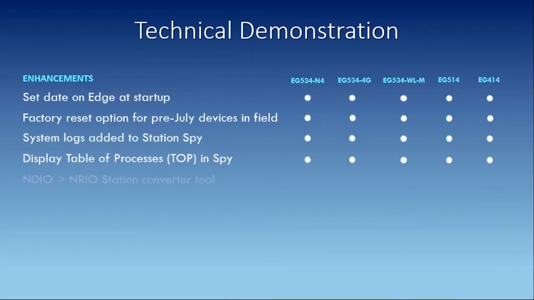So those enhancements that John went over are all available on all these Edge portfolio products. The only exception would be the station converter tool that we use to take NDIO or NRIO networks and convert them to our own Onyx network. That is only available on the 534 line, so the Edge 534 N4, the Edge 534 4G, and as well the Edge 534 with Monet.